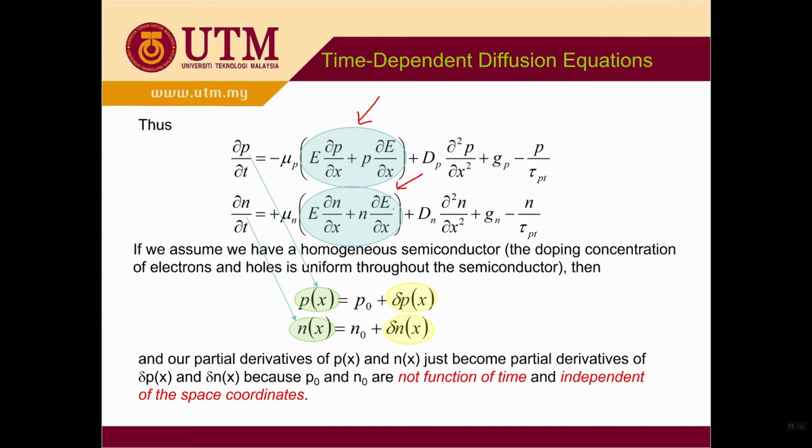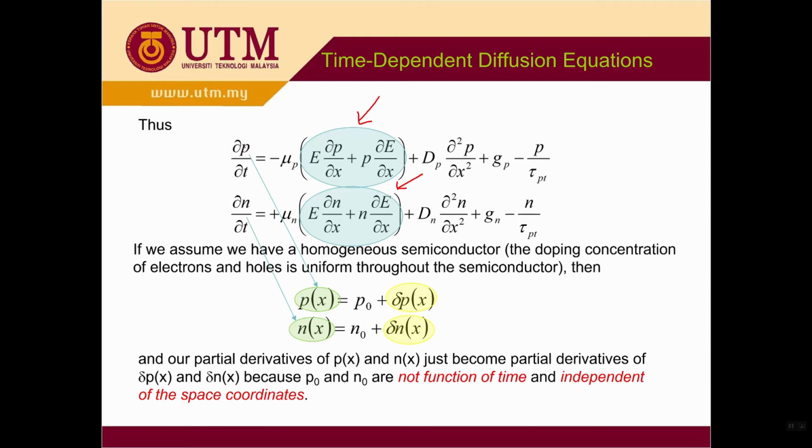Then you may simplify the total number of carriers again, where you say that the P(x) here equals the thermal equilibrium value plus the excess carrier. The assumption they use here is that P(x) and N(x) become partial derivatives of delta P(x) and delta N(x), because P0 and N0 are not functions of time and are independent.